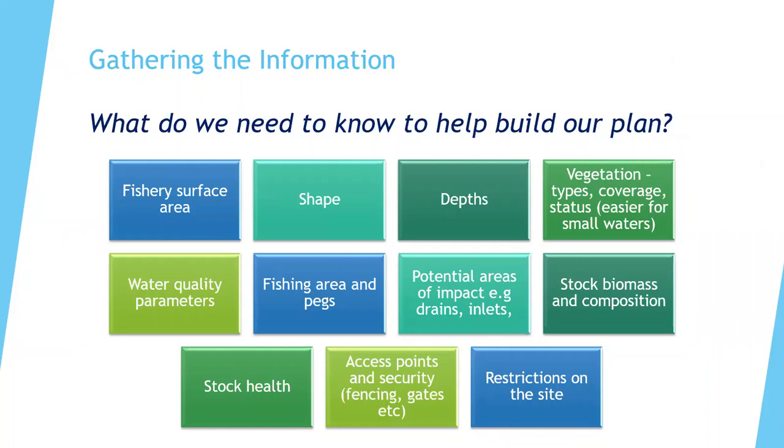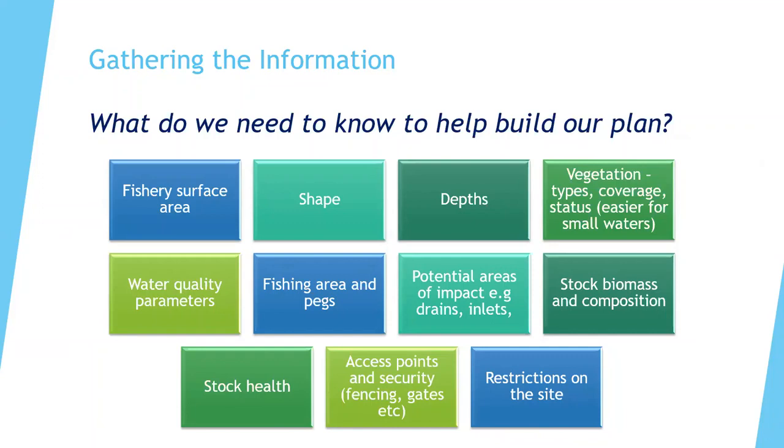So there's a lot of info. We need to get a lot of information to help us build our plan. Some of it's fairly straightforward. We can go out and do some simple surveys. We can use some of these modern mapping pieces of software to get surface area. We can obviously define the shape. We can look at depths, and I'll touch on some ways we look at depths in a second. We can go out and start to do some actual surveying, look at vegetation types. We can look at coverage.